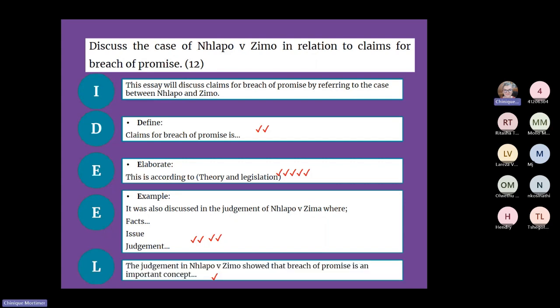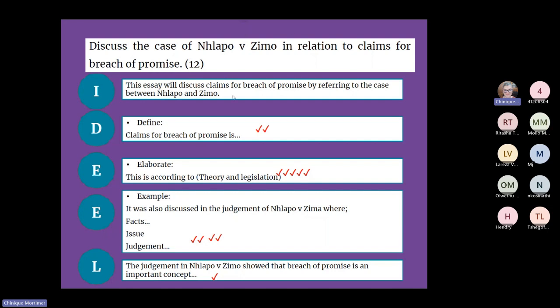Before you link it back, you write a conclusion. You say, the judgment in Nhlapo versus Zimo showed the breach of promise is an important concept because, and then you give that to me, and that's going to be your final mark there. Okay, so this is basically what it looks like.